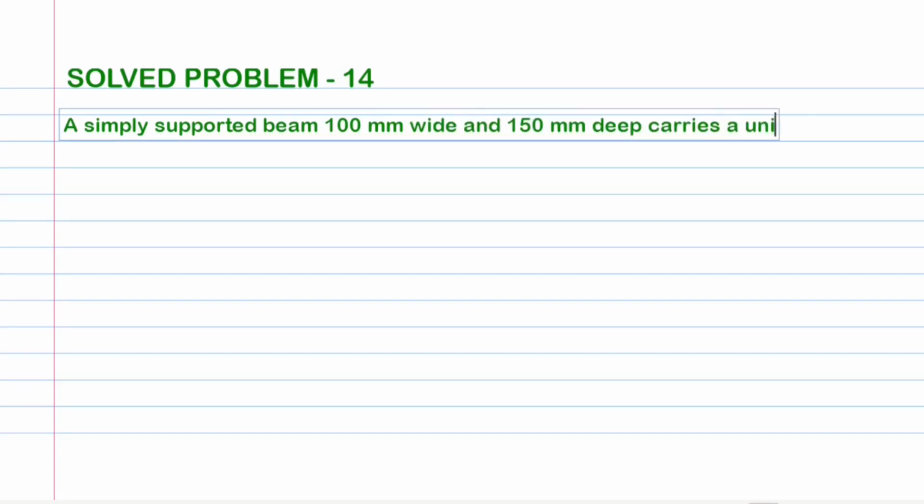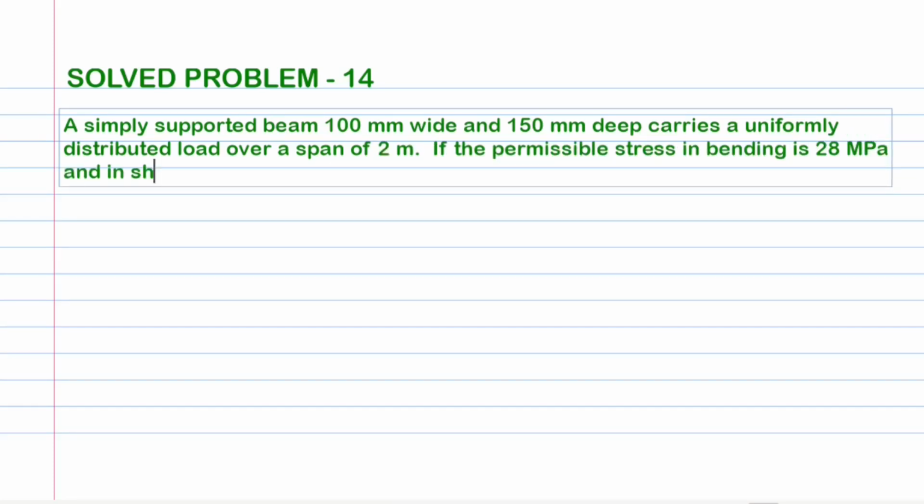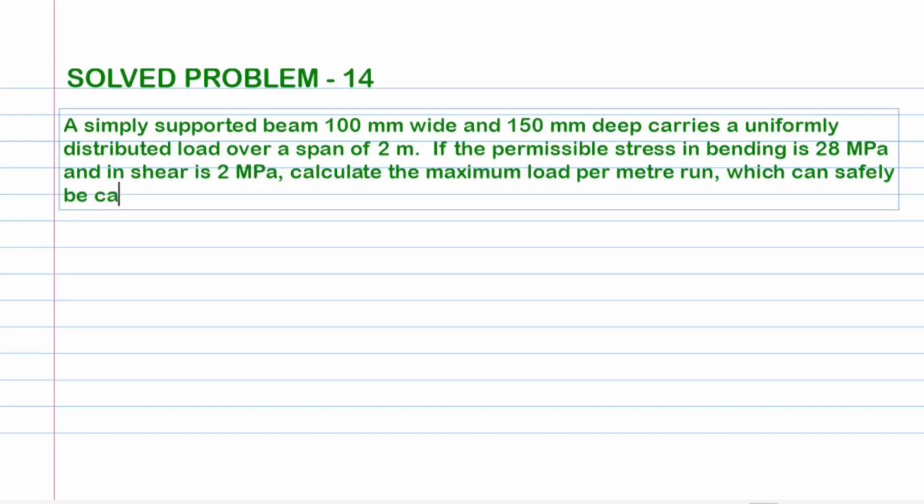A simply supported beam 100 mm wide and 150 mm deep carries a uniformly distributed load over a span of 2 meters. If the permissible stress in bending is 28 megapascals and in shear is 2 megapascals, calculate the maximum load per meter run which can safely be carried.